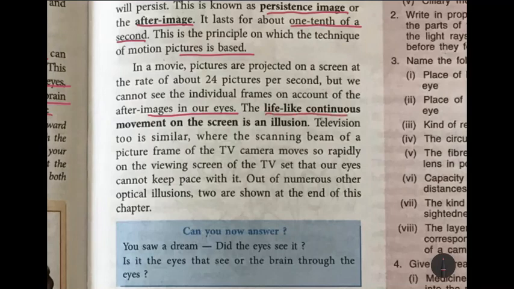So the lifelike continuous movement on the screen is an illusion. Actually, it is not what you see, it is something different. Even the television works in the same manner, where the scanning beam of a picture frame of the TV camera moves so rapidly on the viewing screen of the TV set that our eyes cannot keep pace with it. So all the pictures will overlap and you will be able to see only one image.